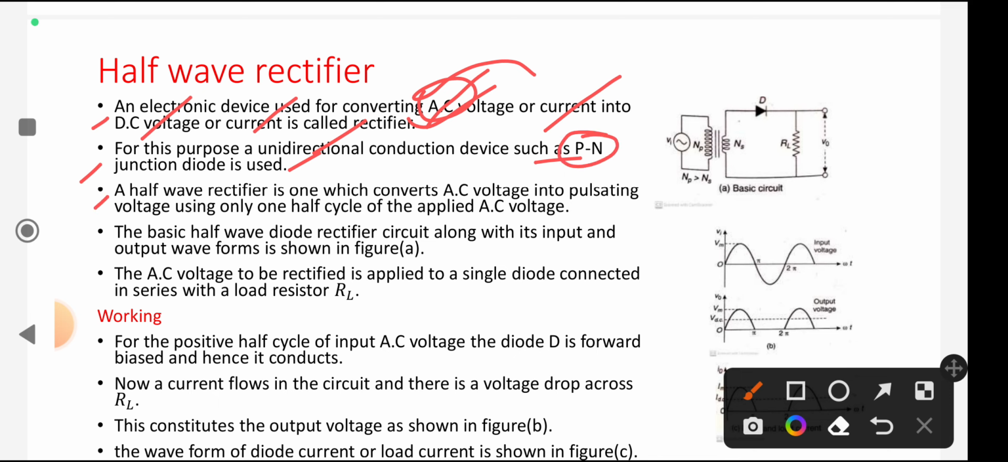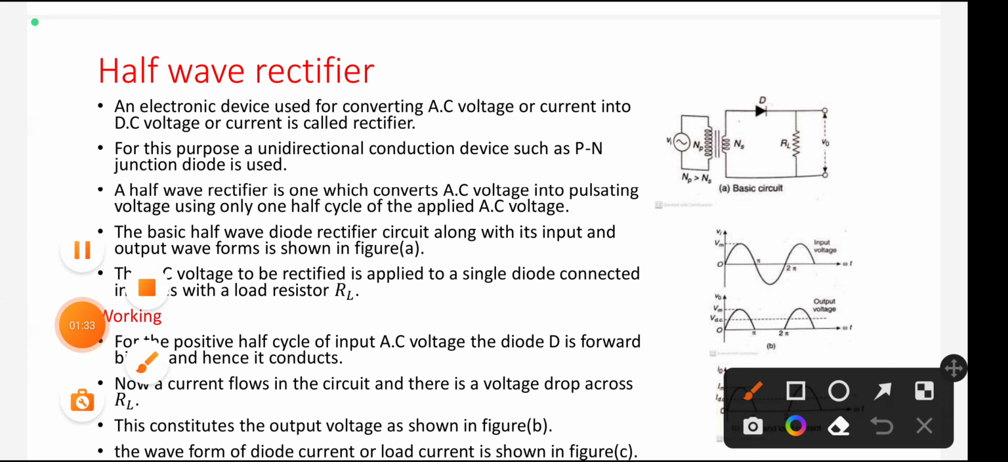A half wave rectifier is one which converts AC voltage into pulsating voltage using only one half cycle of the applied AC voltage. Here, the half wave rectifier converts AC into not completely pure DC. It is pulsating, meaning it also contains a certain amount of AC, and that is called pulsating. Pulses means like this, or like this.